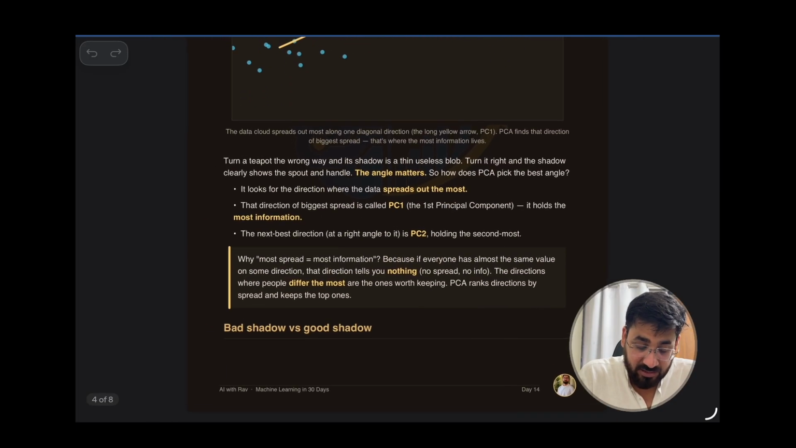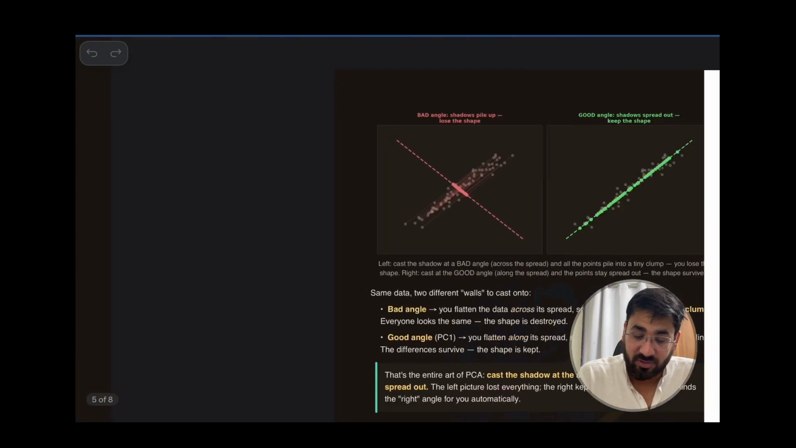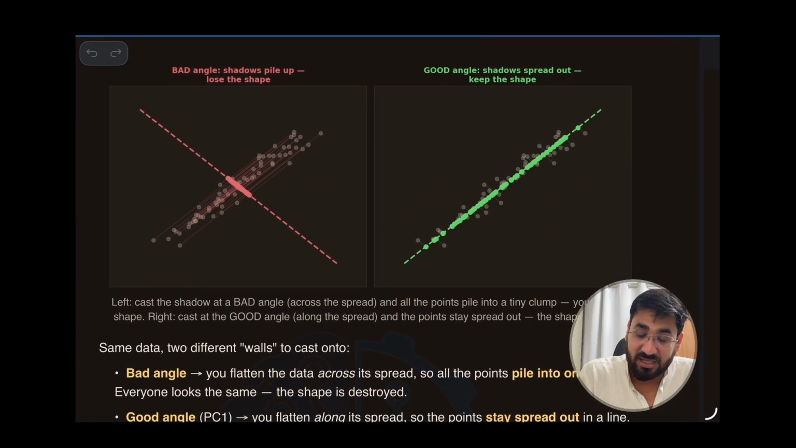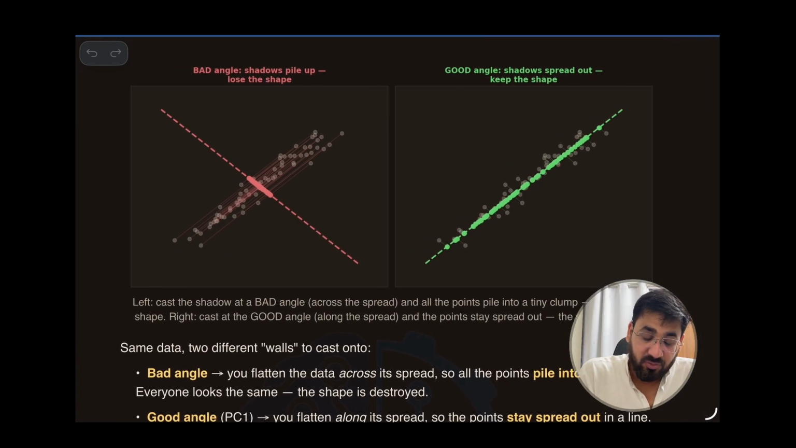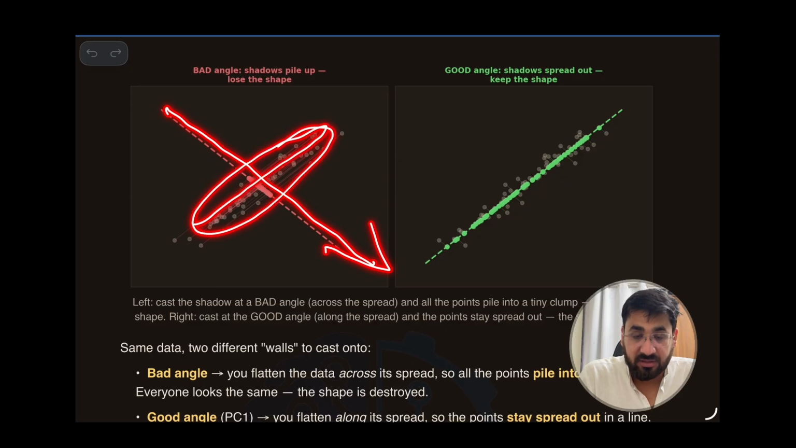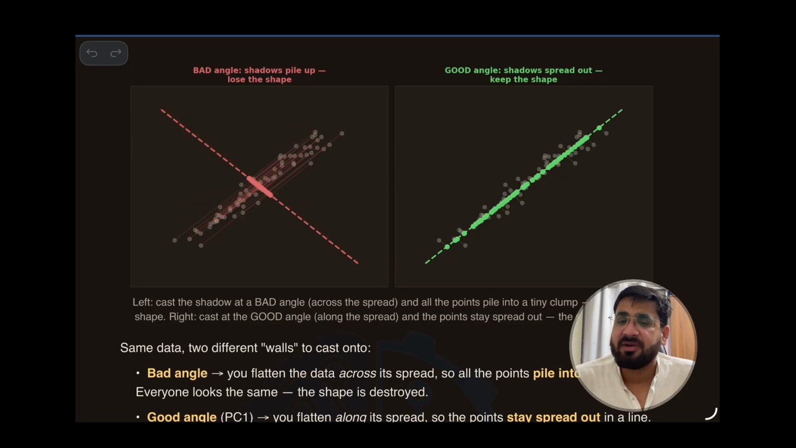Let's understand which is the good shadow and which is the bad shadow, again with an example and a diagram. See, on the left side, if I draw a straight line like this, I will get almost no information about my data points, because how much information can you get? Nothing, just only this part.